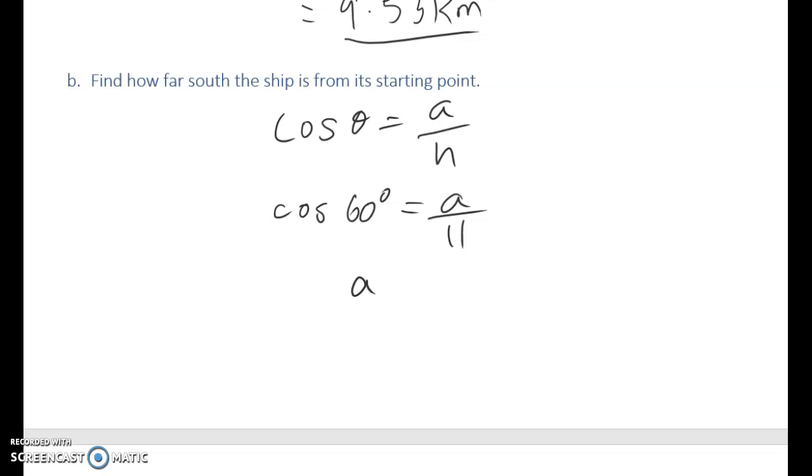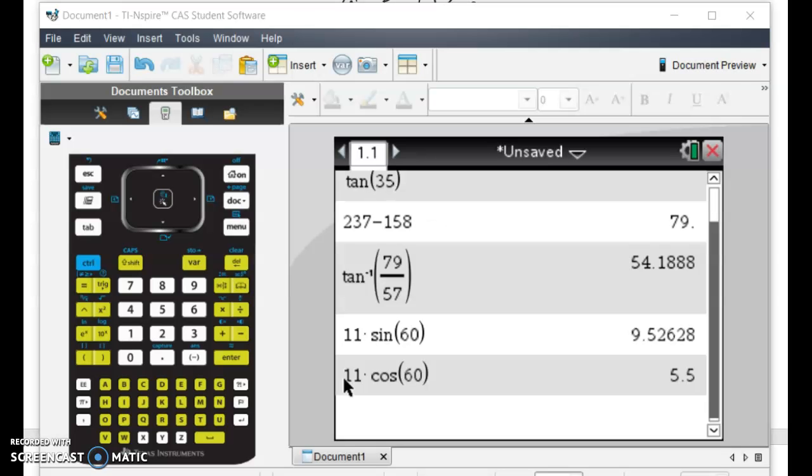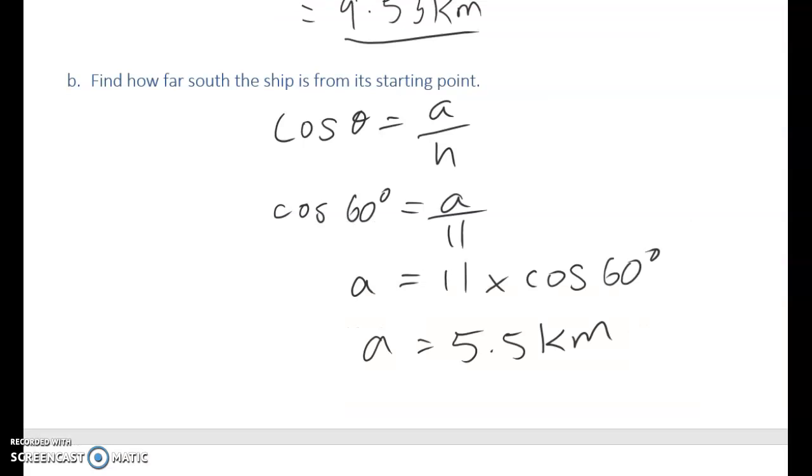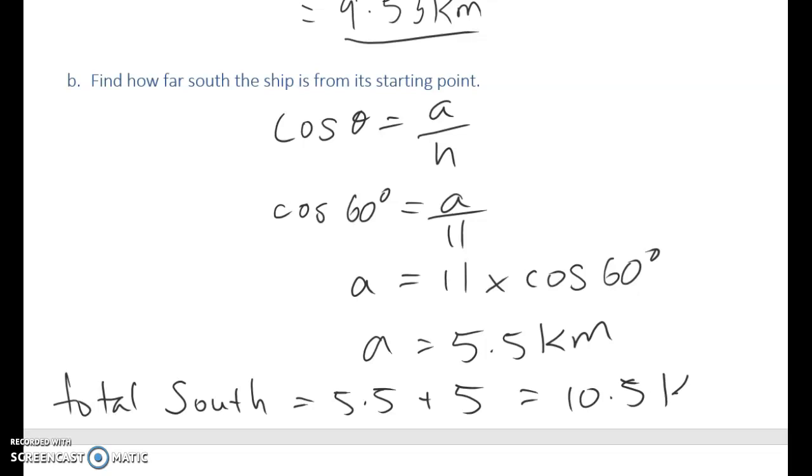Rearrange that for the calculator. The adjacent is going to be 11 times the cos of 60. Let's see what that is on the calculator. Okay, that's 5.5 kilometers. So let's add that on. Now our adjacent is 5.5 kilometers, but that's not our total amount south. Our total amount south was actually that 5.5 plus the original 5 kilometers. So that means the answer is 10.5 kilometers.